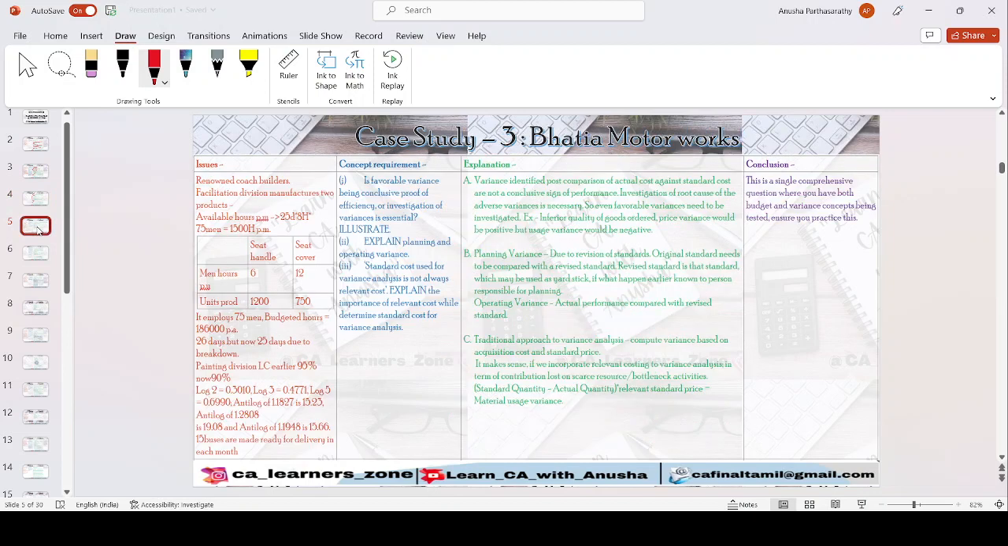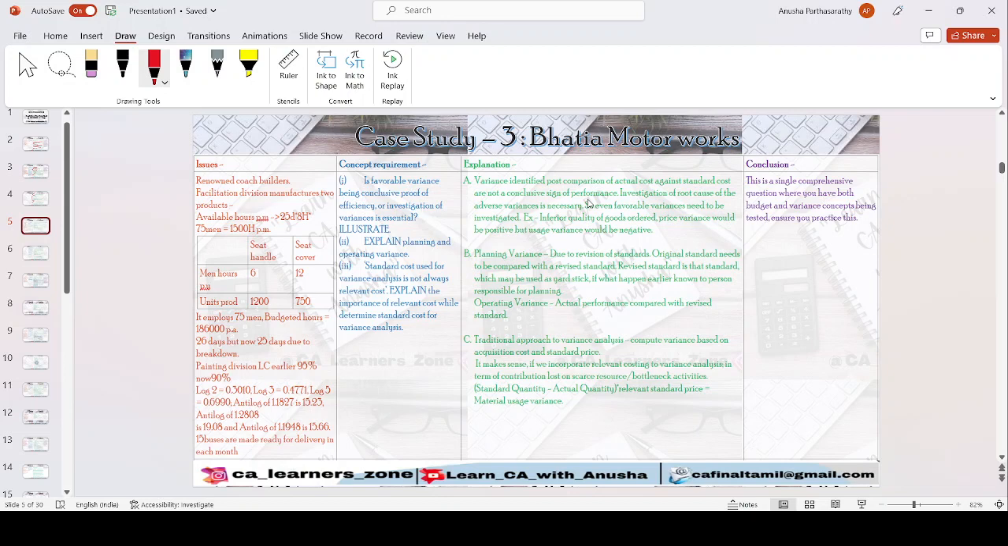Now, general concepts alone we will discuss, so that for any question, if similar concepts are asked, you can answer it. What is variance? Variance is nothing but the comparison of the budget or revised budget, that is standards, with the actuals. Should I investigate only the negative variance?